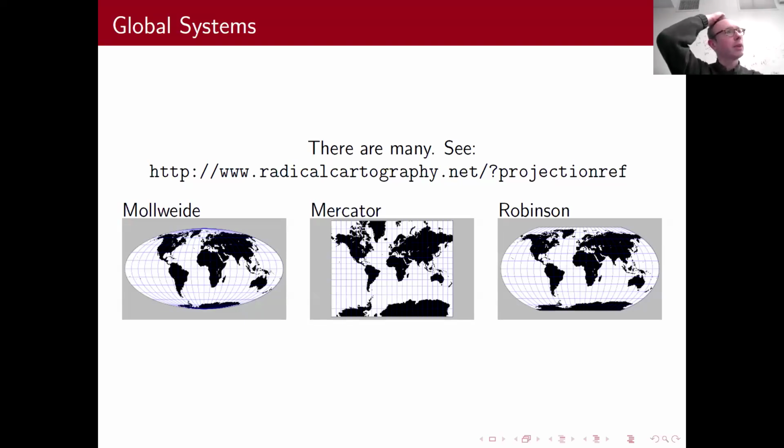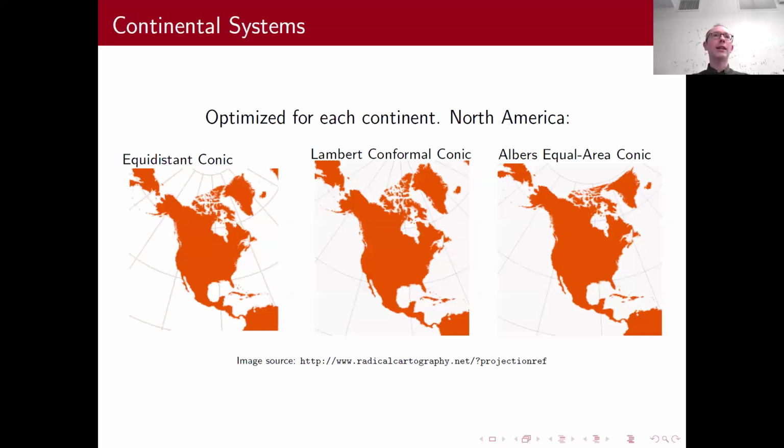Once you zoom down from the global level and you start looking at continents or large countries, life gets a little simpler in that you can basically just choose a continent and you can choose the property that you want to preserve. So equidistant conic, these are the systems for North America, but there's an equivalent for every one of the continents and also for large countries. And we can choose one that preserves distance, or shapes, or areas, so that you can choose the one that's appropriate for what you're doing.